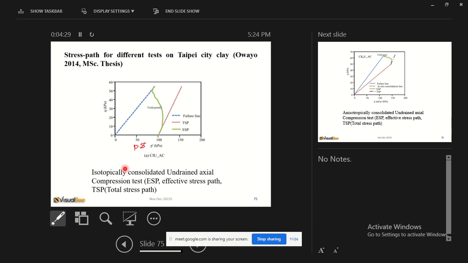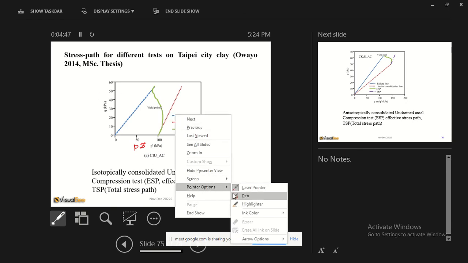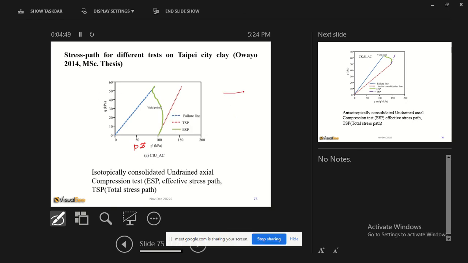Now, there are some tests which are unconsolidated, like I've said, UU, unconsolidated and undrained testing. So this word should not confuse you. So here CIU means isotropically consolidated and undrained axial compression. Axial compression means that the net effect on the sample is that you are shortening it.